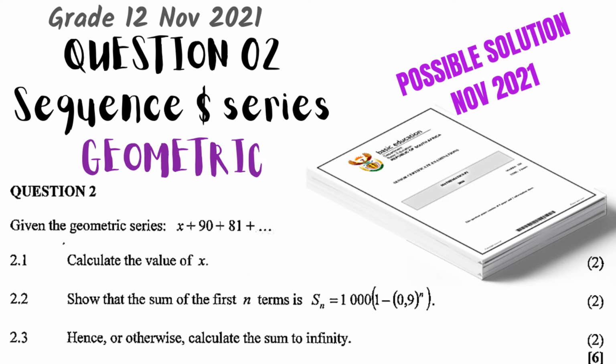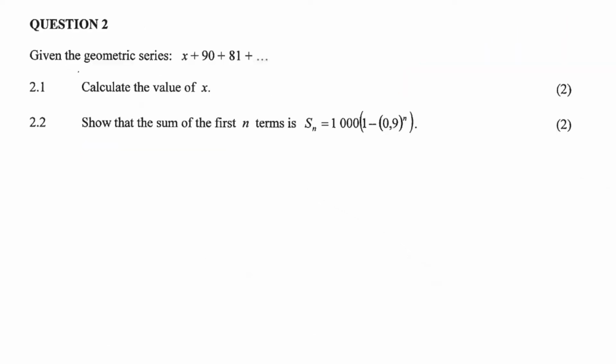We are still continuing with your grade 12 November 2021 past paper questions, and today we're going to be doing question 2 in sequences and series, which focuses on geometric sequence. Question 2: given the geometric series x plus 90 plus 81 plus towards infinity, 2.1, they want you to calculate the value of x.